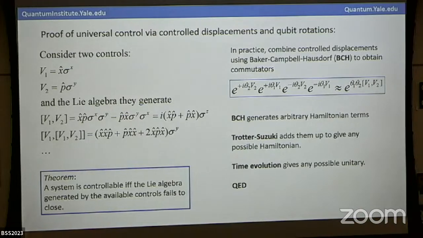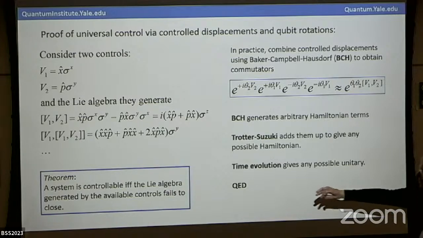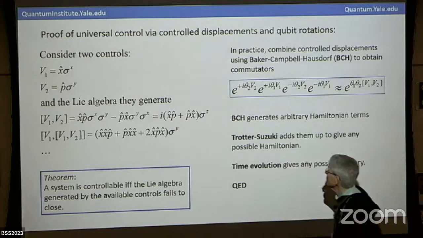If it doesn't close, that means if you had a way of making commutators, you could generate Hamiltonians with arbitrarily complicated polynomial terms in them. And therefore, under time evolution of such a Hamiltonian, you could make an arbitrary unitary and have universal control. Okay, so that's the theorem.